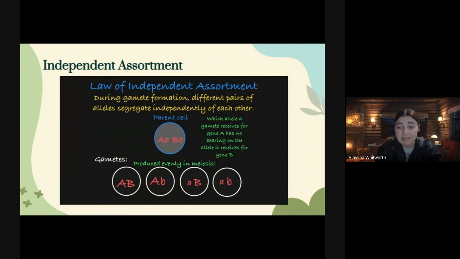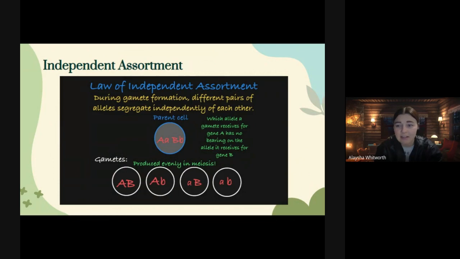Independent assortment. This is something you need to know for your final. During gamete formation, different pairs of alleles segregate independently of each other. So in this parent cell, for example, you have capital A, capital B, little b. Which allele a gamete receives for gene A has no bearing on the allele it receives for gene B. So it's produced evenly in meiosis through all of them. That's a really good example that you can see there.